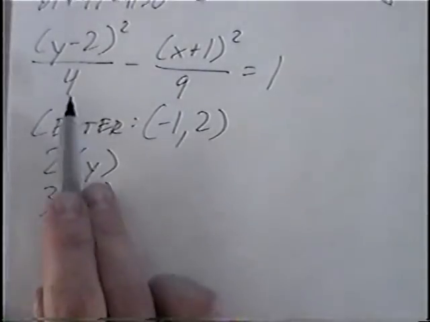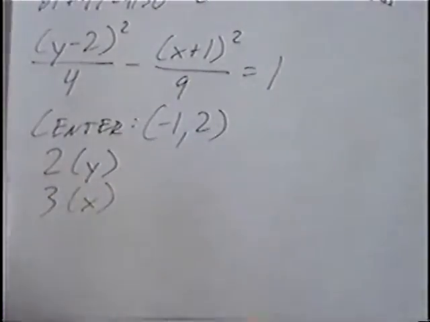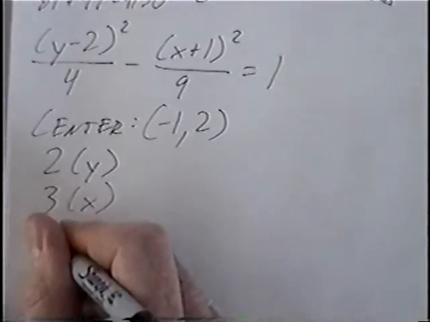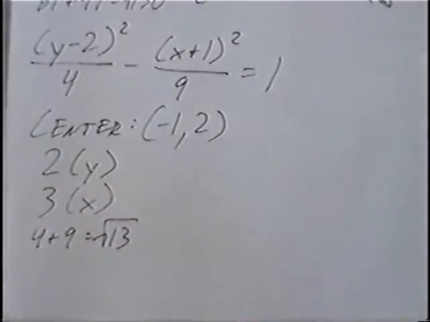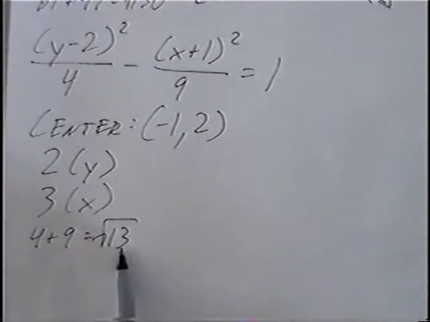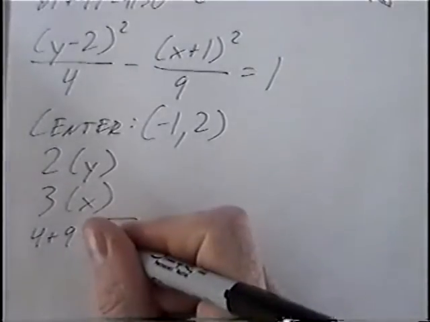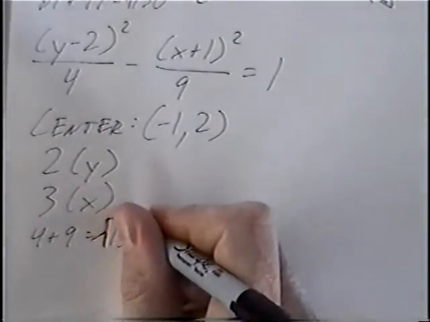If you want to do the foci before your graph, 4 plus 9 would be 13. And the square root of 13 would be a little over 3 and less than 4. And again, those will go inside the parabola shapes after we graph.